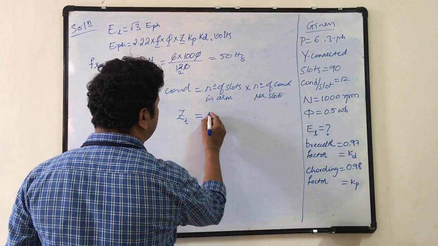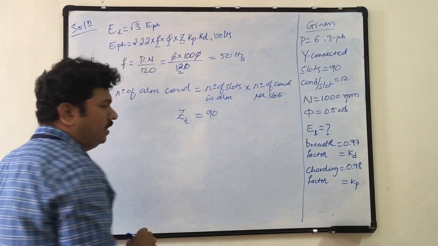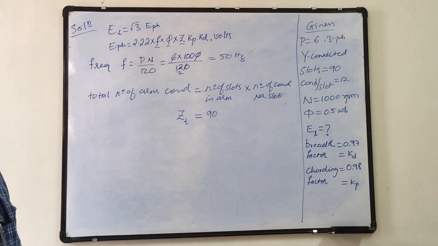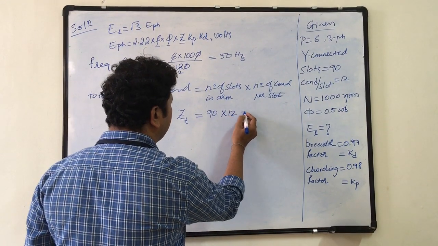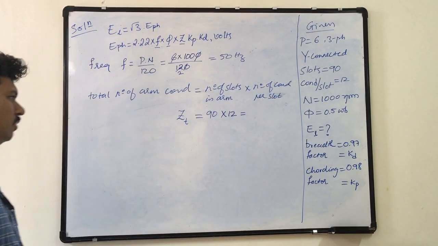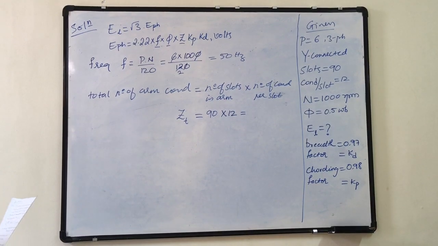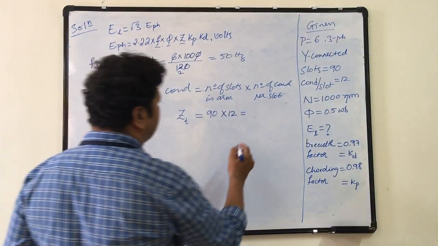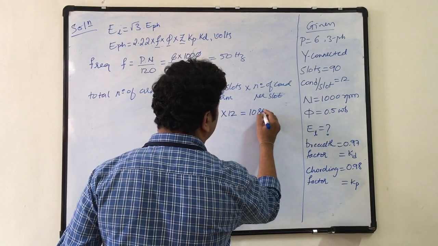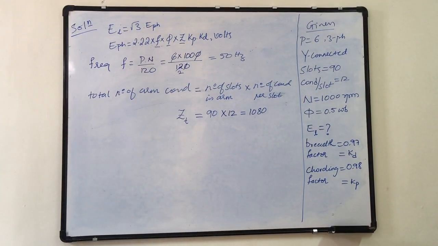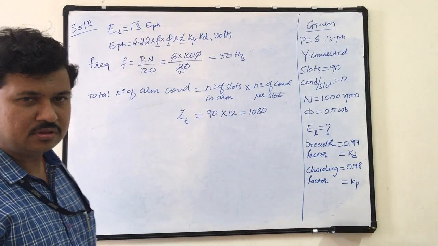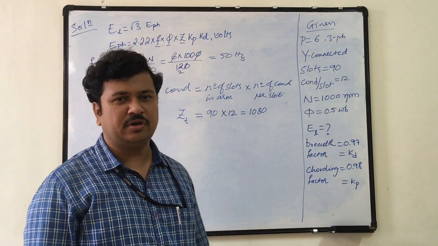Total number of slots in armature are 90 and each slot contains 12 conductors in it. So number of slots multiplied by 12, I will get the total number of conductors in armature, which will come out to be 1080. So there are 1080 conductors in armature. These are the total conductors which are further divided into 3 phase and distributed.